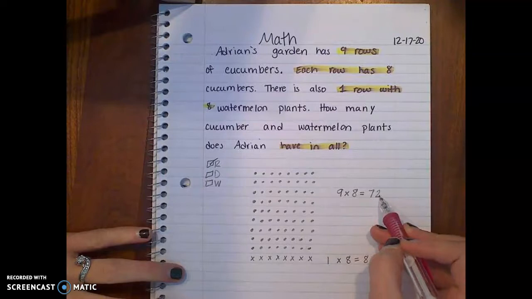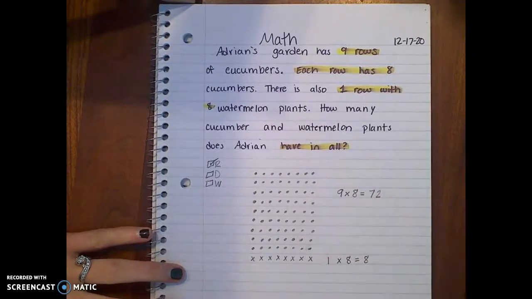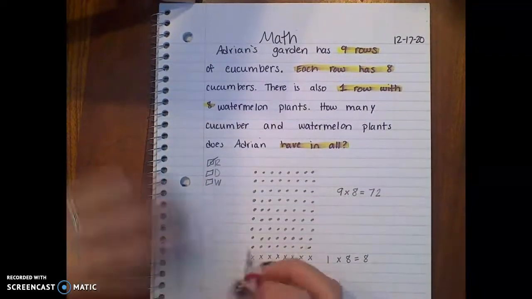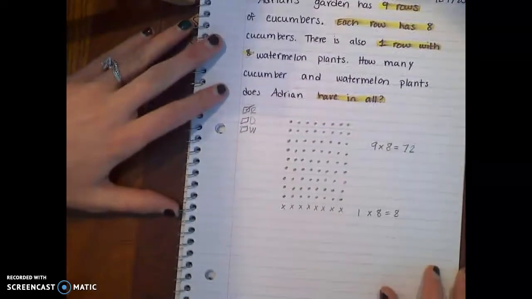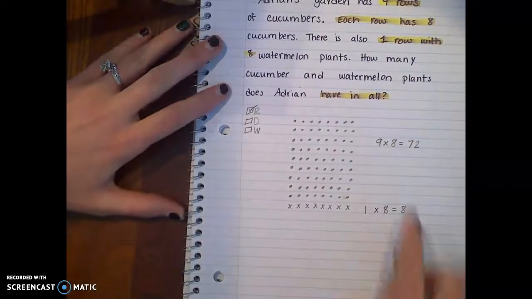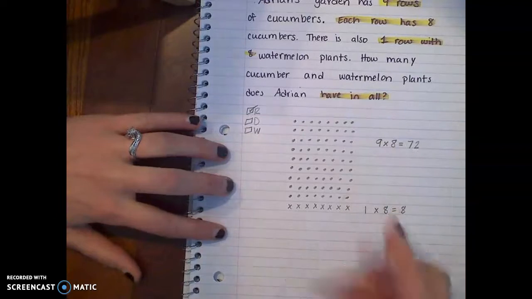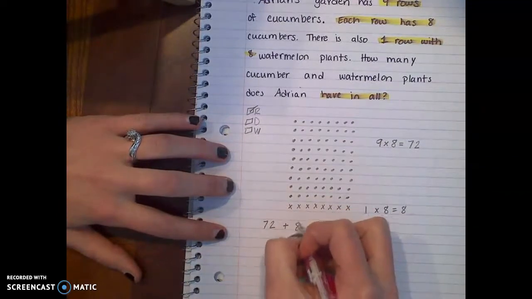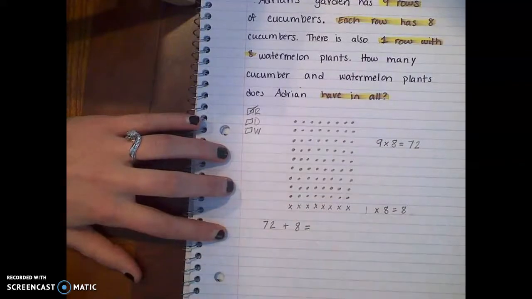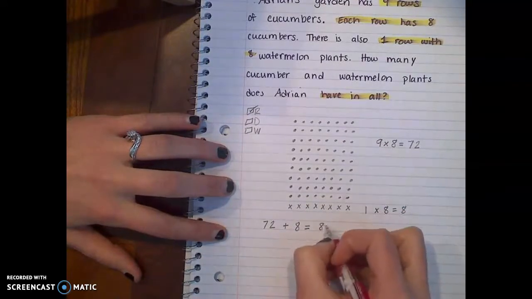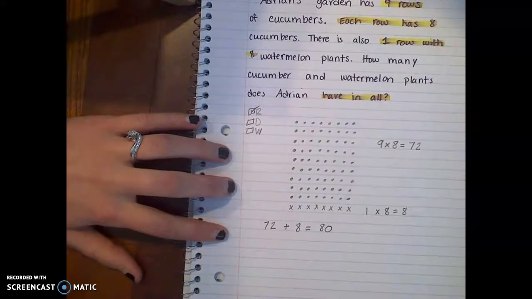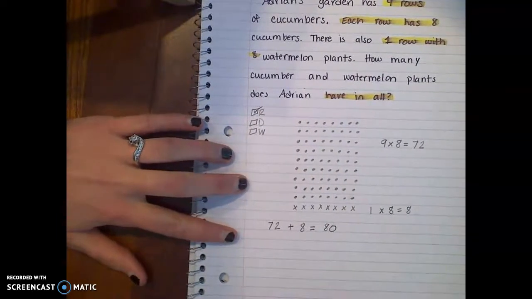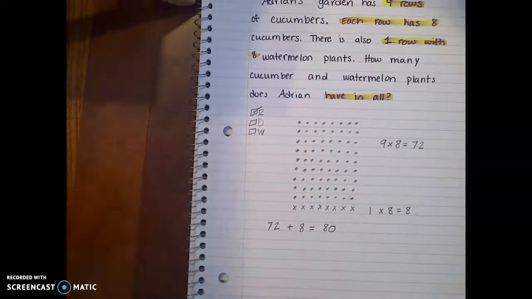I have 72 plus 8 more. So I'm going to come down here. I'm going to scoop this up so you guys can see. 72 cucumbers plus 8 watermelons. 72 and 8 more gives me 80. I know that Adrian has 80 plants in all.